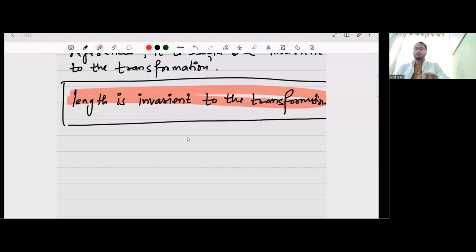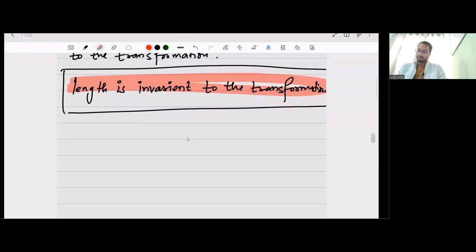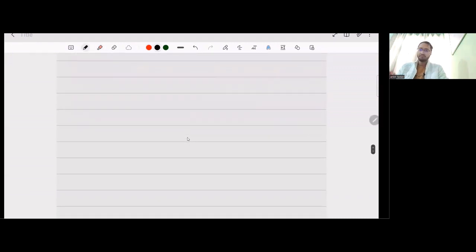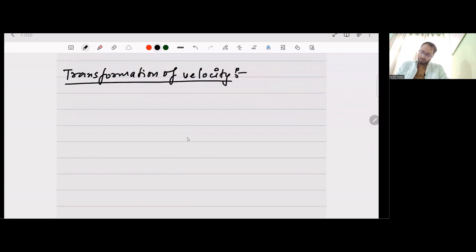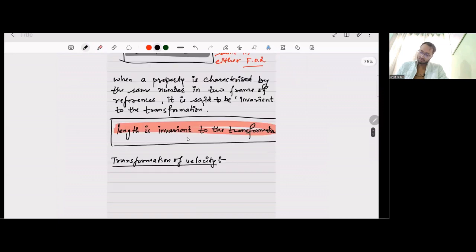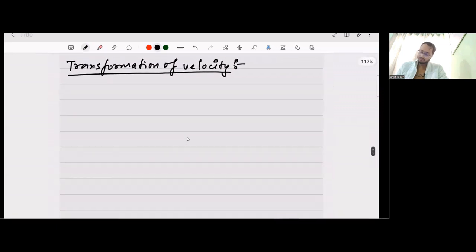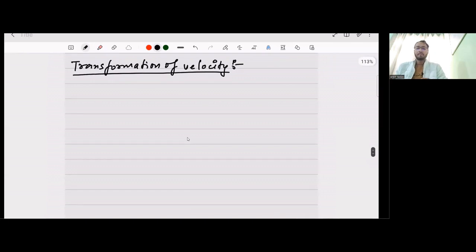Okay, now this is transformation of length. Now we will move ahead to the next point, which is transformation of velocity. Transformation of velocity.